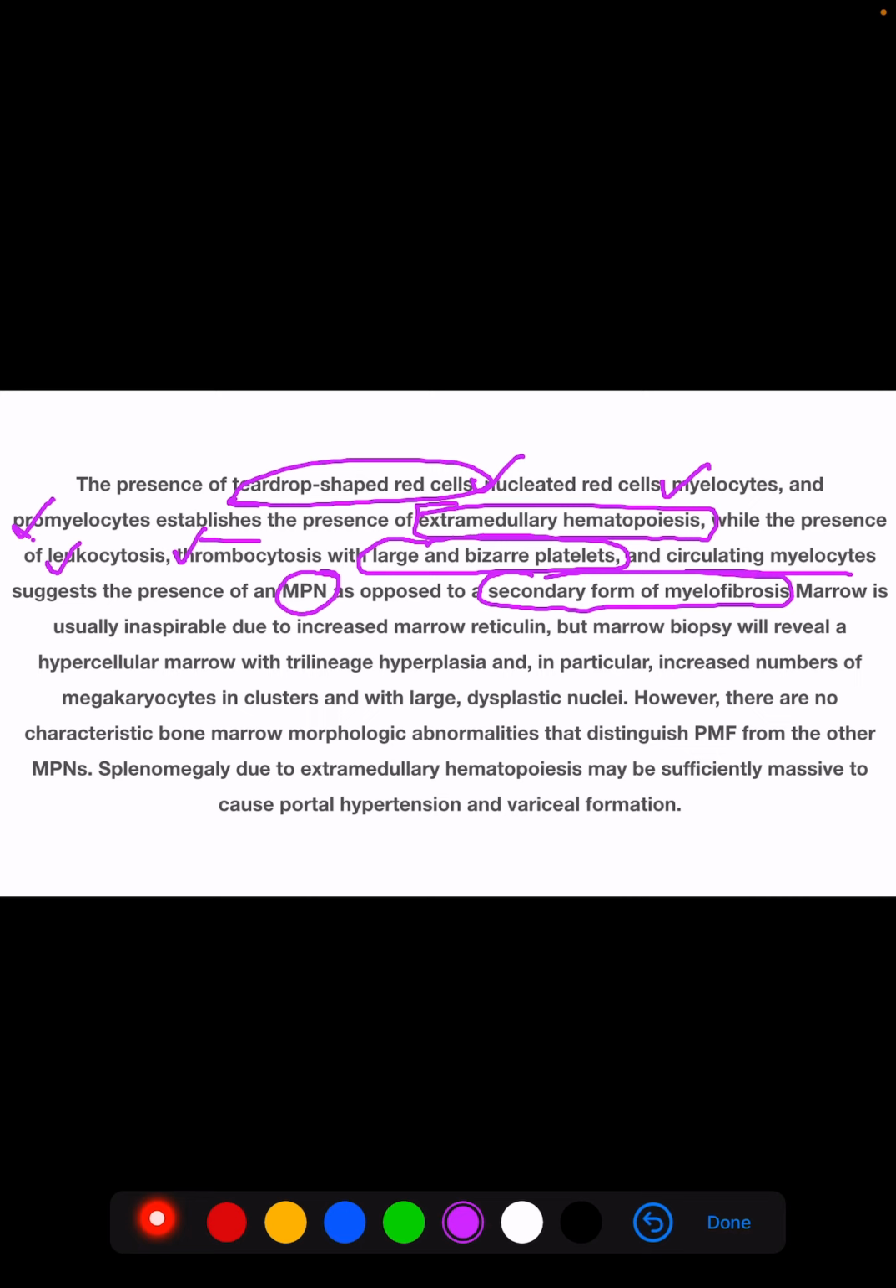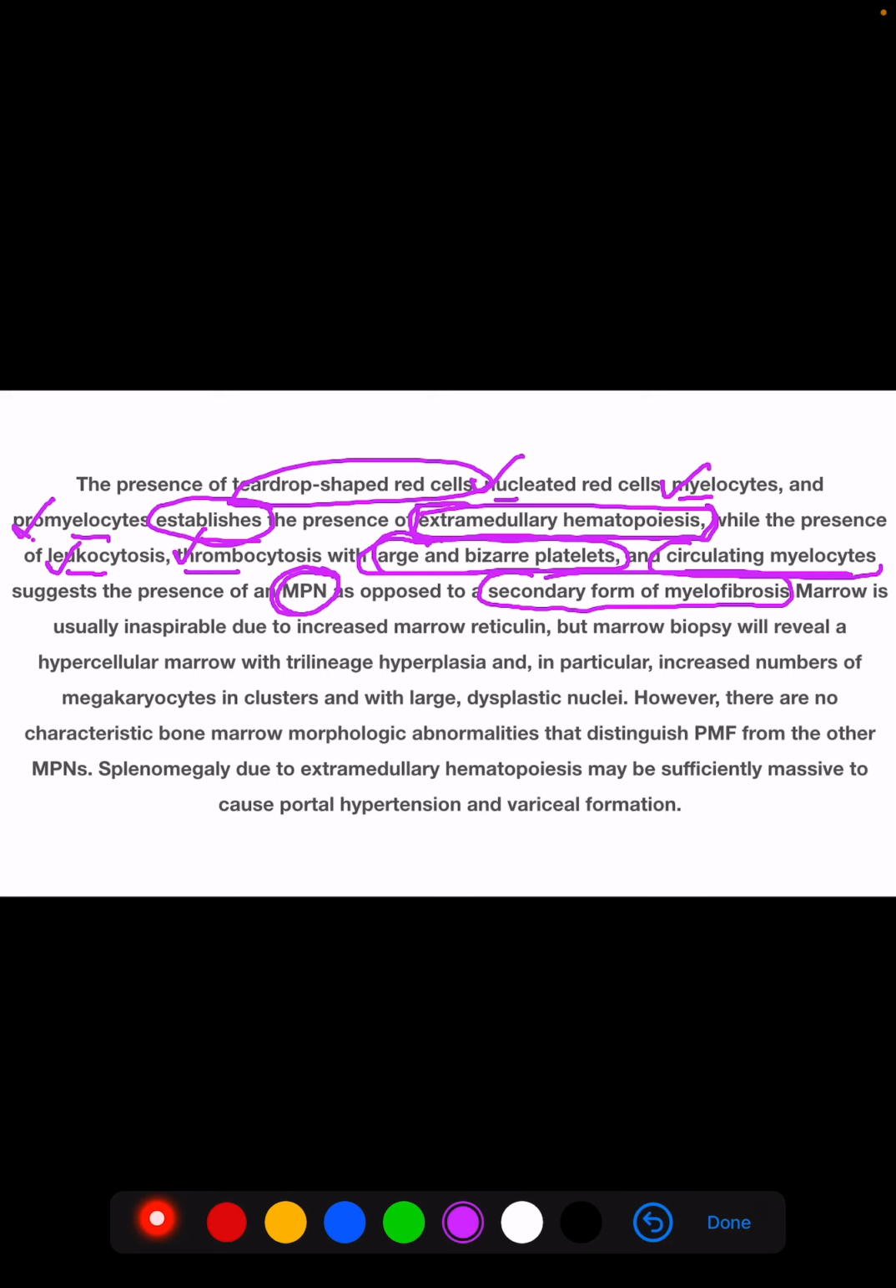So what are the features that suggest extramedullary hematopoiesis? Teardrop shaped red cells, nucleated red cells, myelocytes, promyelocytes. All of these establish the presence of extramedullary hematopoiesis. If there is leukocytosis, thrombocytosis, large and bizarre platelets and circulating myelocytes, this suggests the presence of a myeloproliferative neoplasm as opposed to a secondary form of myelofibrosis.